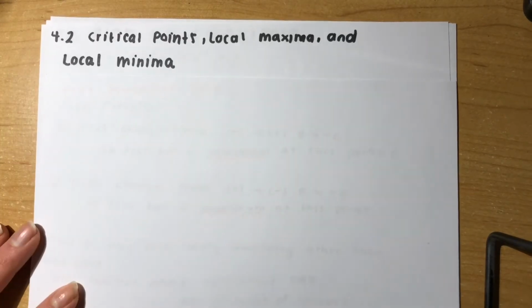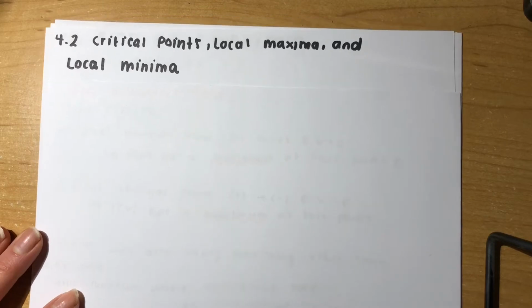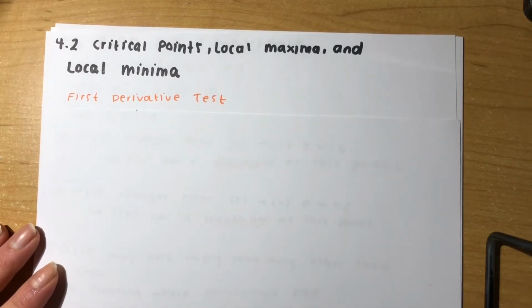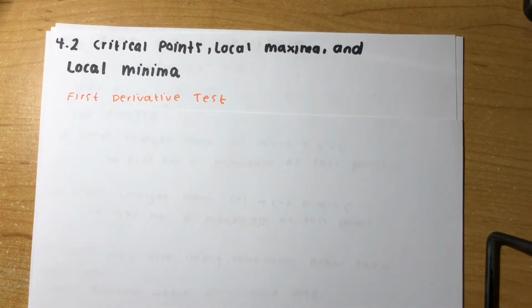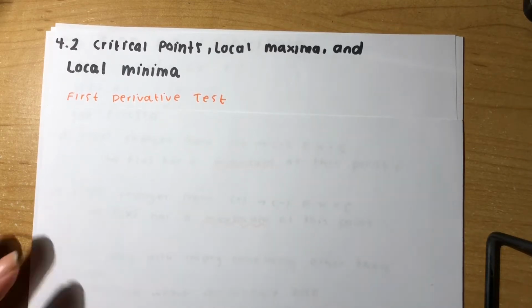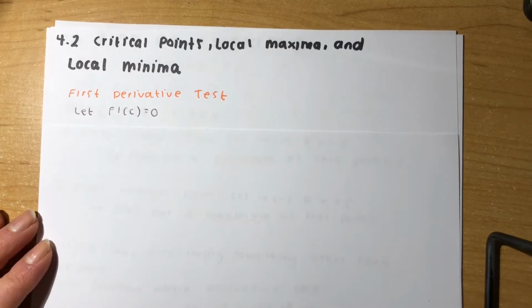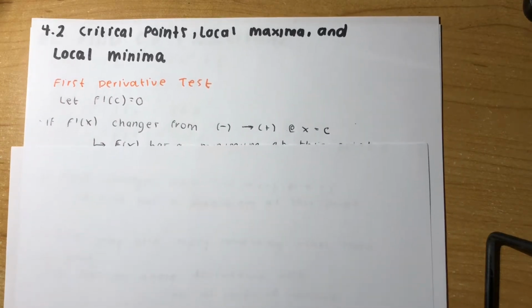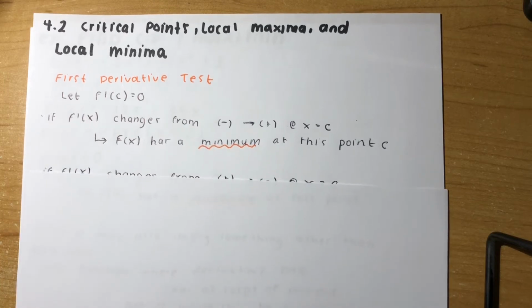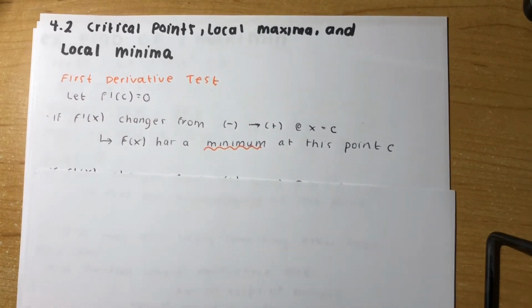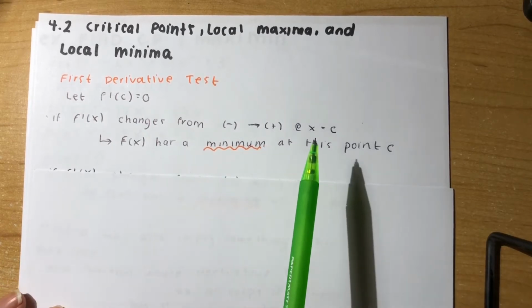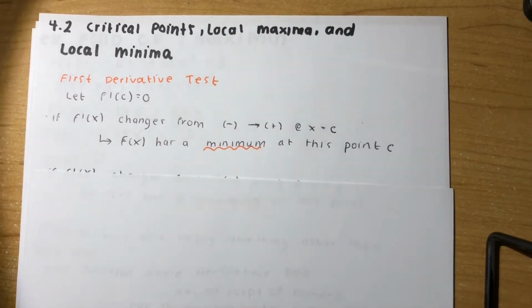So moving on to 4.2, the section is critical points with local maxima and local minima. We can find whether there's a local maximum or a local minimum by using the first derivative test. So we're going to let f prime of c be equal to 0. If f prime of x changes from negative to positive at a point x is equal to c, that means the function has a minimum at that point.